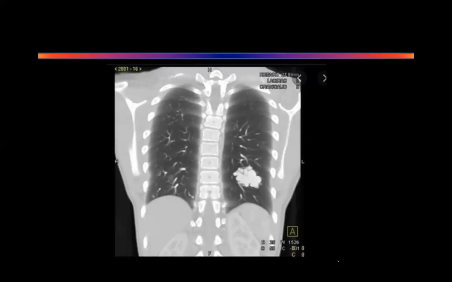CT pulmonary angiography. No, it's an angiogram. Yes. It is an angiogram because all the vessels are very well highlighted. Can you see that? So this is actually an angiogram, not just a simple CT. This is not a contrast enhanced CT. This is actually a CT pulmonary angiogram.